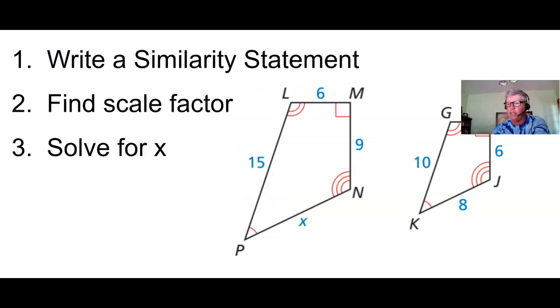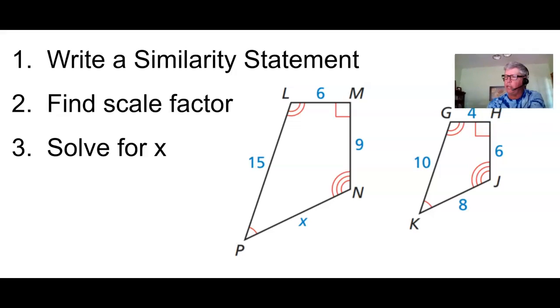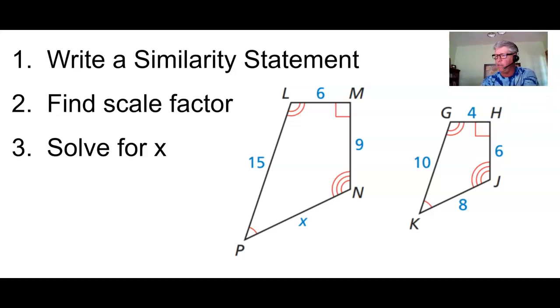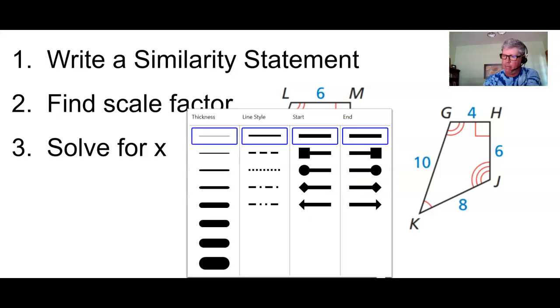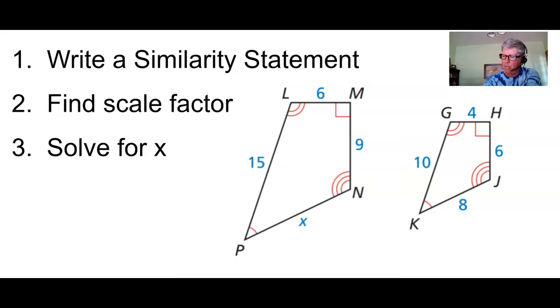All right, write a similarity statement, find the scale factor, solve for x. So this is the full meal deal. This is everything we need to do in this section. So let's see if we can do it. All right, all the angles are the same. So we are going to go ahead and, all right, I think I'm in blue.